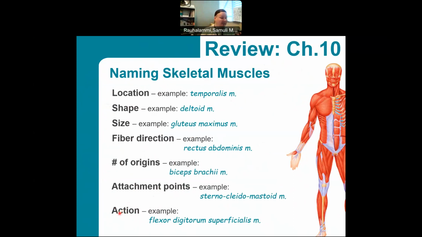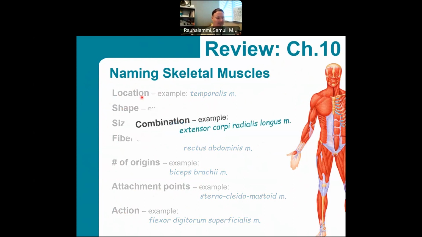A lot of the time, one thing that I keep seeing when we're naming these skeletal muscles is that it's not just one of these characteristics that we might see in the name of the muscle. Often we combine multiple of these together. And I have a really fun example here, looking at the combination of these factors that might help us to name a skeletal muscle.